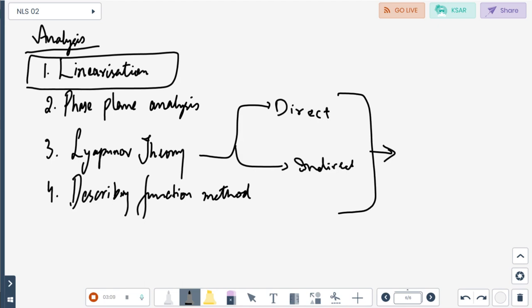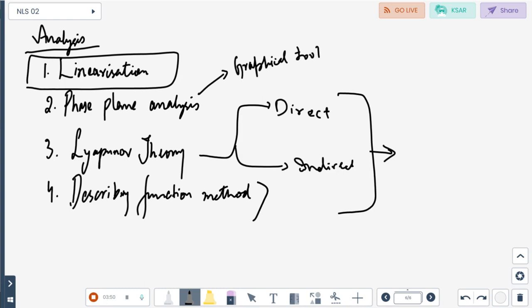The phase plane analysis is a graphical method. So using the state space model of a second order nonlinear system, we'll be able to plot the phase portrait of any second order nonlinear system, and then be able to analyze it for stability, for finding out the equilibrium points of the system, and we'll be defining various singular points for a nonlinear system. That we will be looking at in case of phase plane analysis.